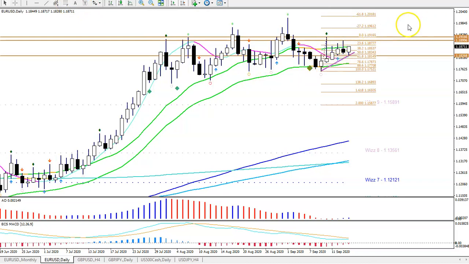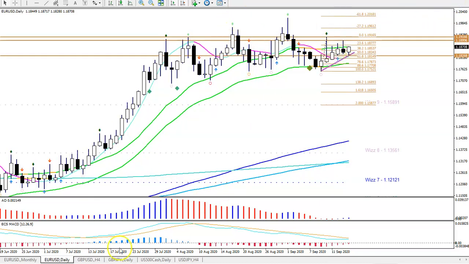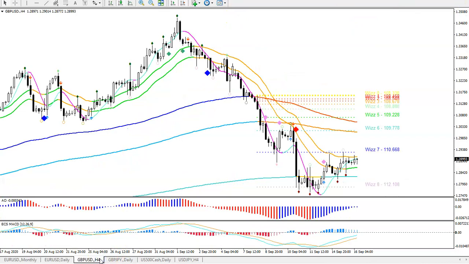A push through 119.50, we might see follow through to 120, as I said, and maybe even 121 on this daily chart. So that's possible, but a clear break above 119.50 is needed.